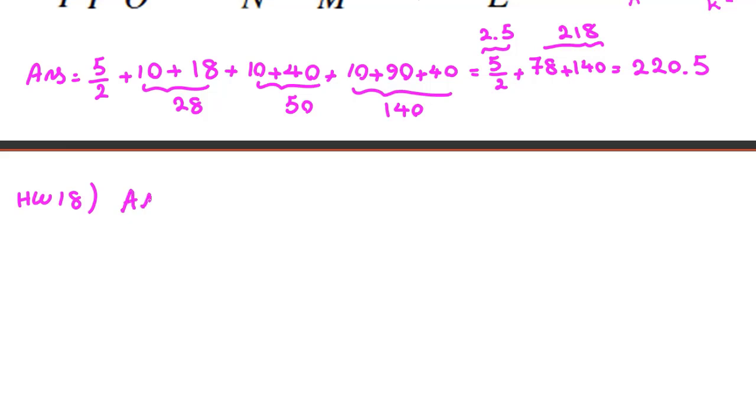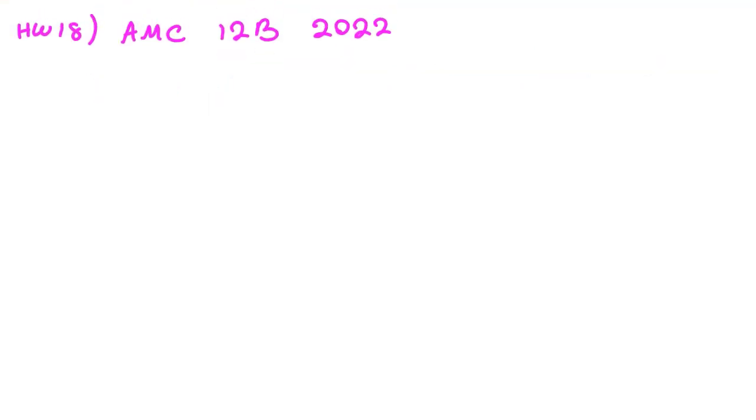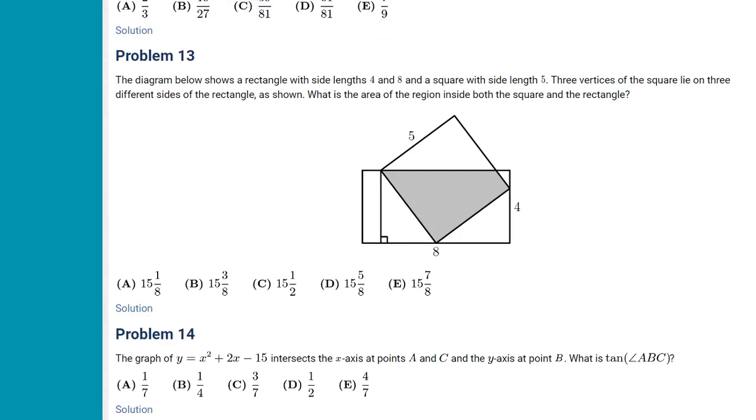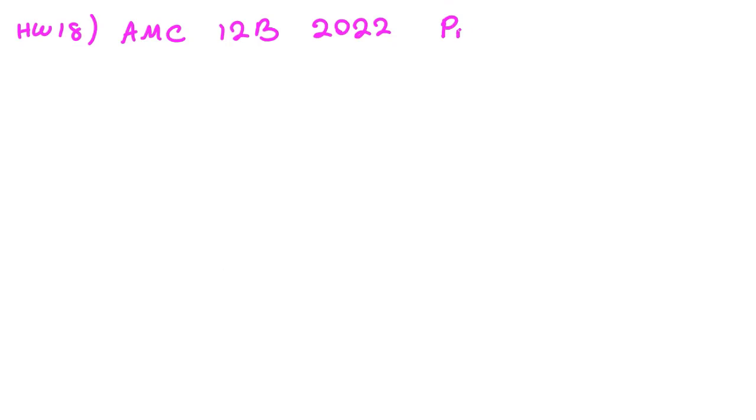Homework 18, AMC 12B, last AMC 2022, the most prestigious National Olympiad exam. Problem number, it is this problem 13. Again, look, you can find similar triangles like that problem. Problem 13, AMC 12B 2022.